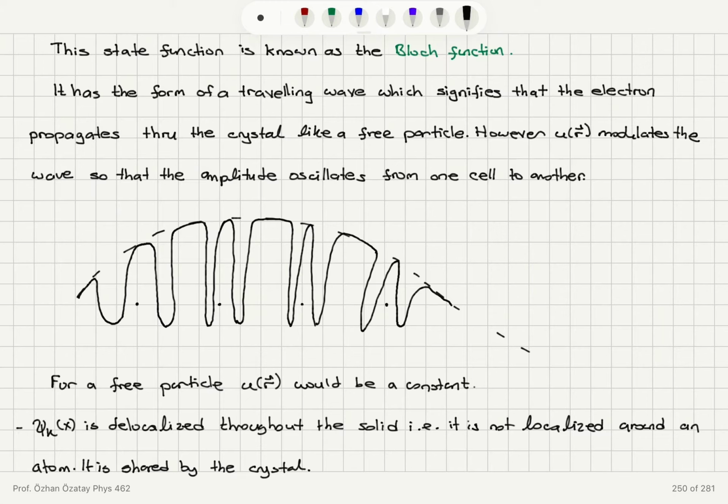For a free particle, u of r would be a constant. So obviously we would just have the traveling wave solution. There would be no modulation. The psi k of x is delocalized throughout the solid. It's not localized around an atom. It is shared by the crystal.